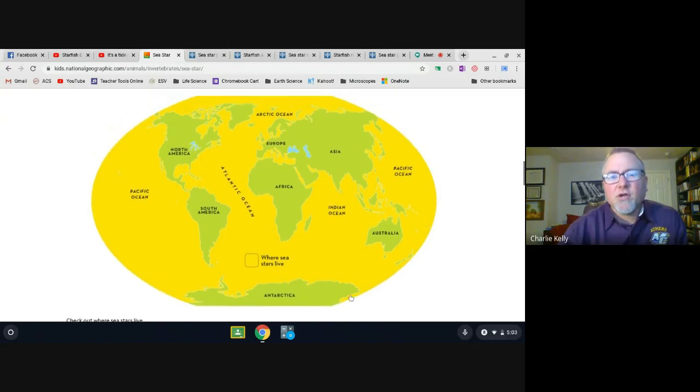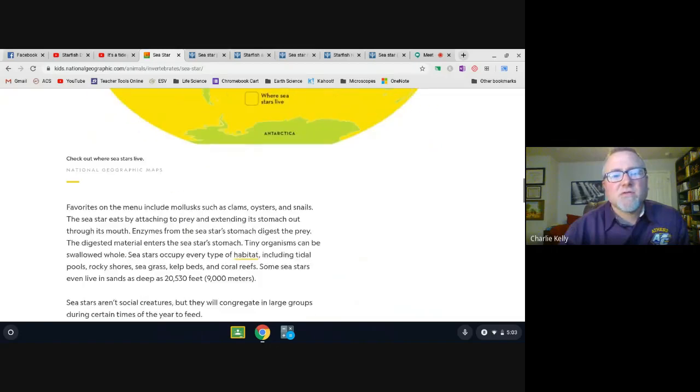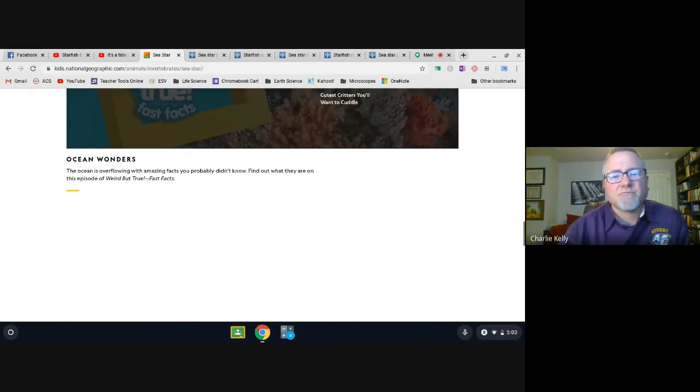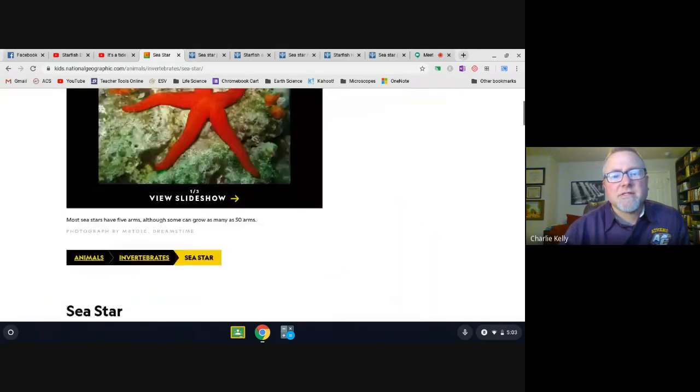And then if you look on the map, do you see this yellow square and what it says next to it? It says where sea stars live. In other words, everywhere that you see yellow is where sea stars live. What do you notice? They live almost everywhere, right? Now, when you see some areas like the Great Lakes in North America, well, they don't live there. But in all these oceans, you find these sea stars. It's quite amazing.